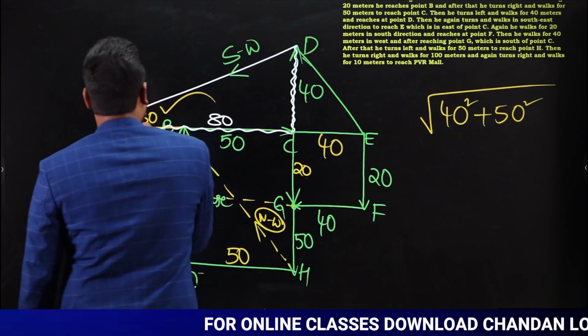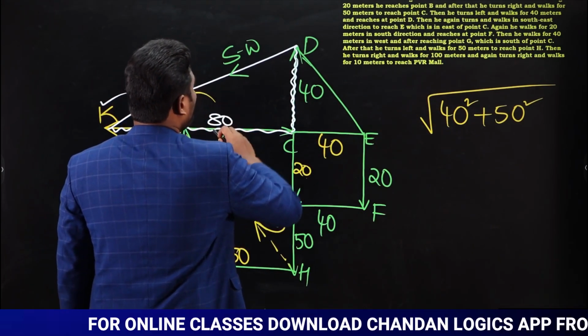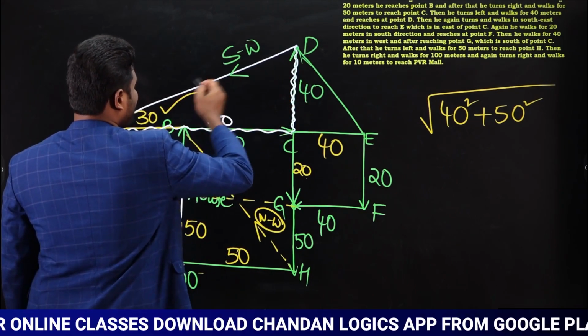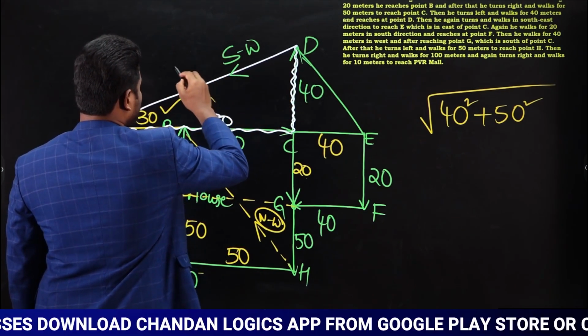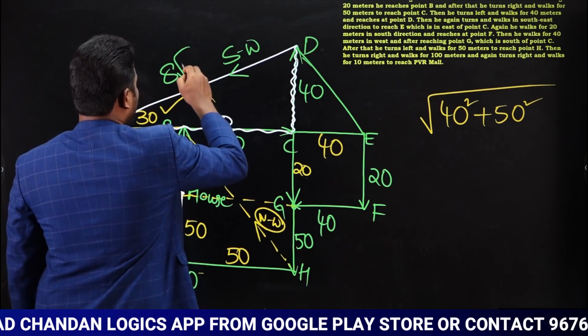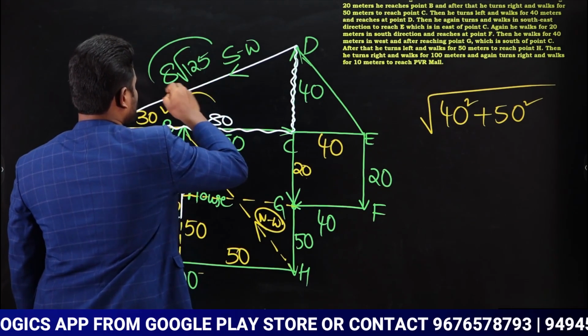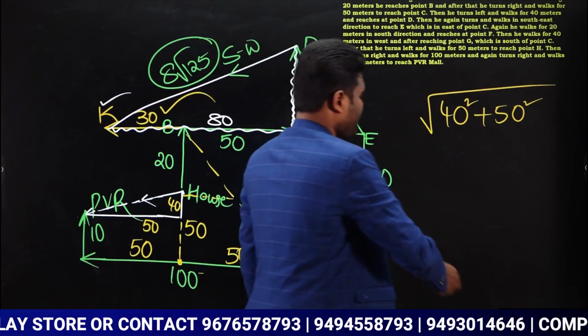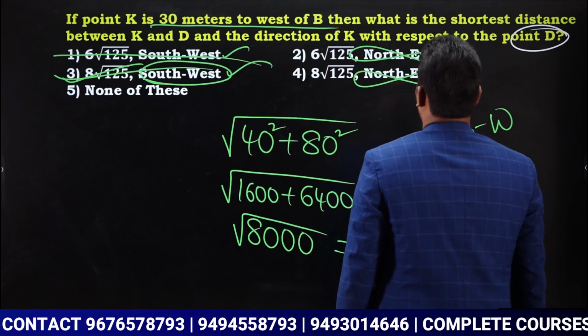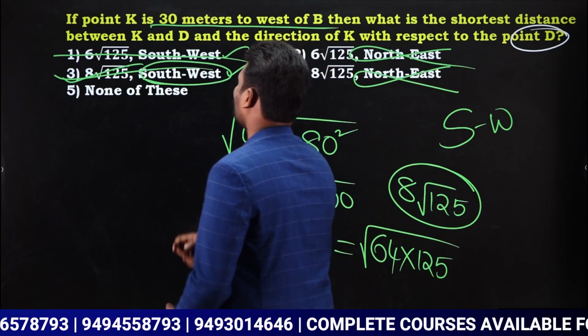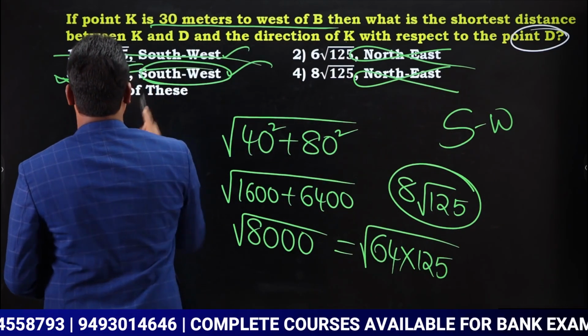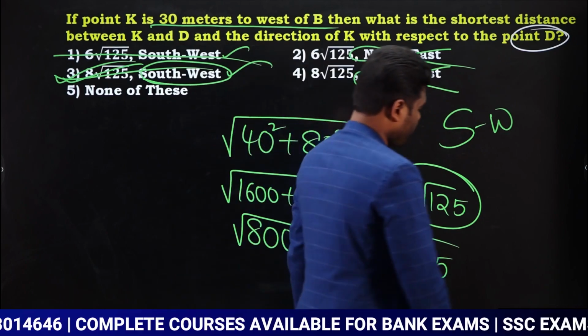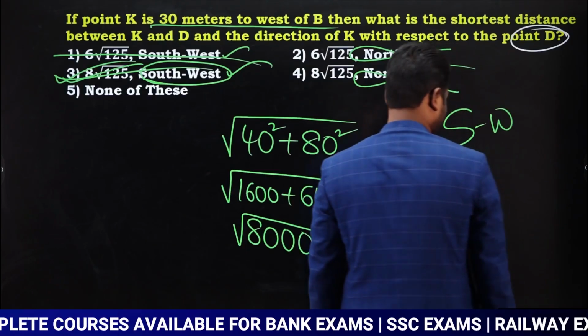So K is in which direction and how long a distance from D? We can say the direction is southwest and the distance is 8 root 125 meters. The direction of K from D is southwest direction. So the answer is going to be option 3. Is that clear? So with this, the topic is completed.